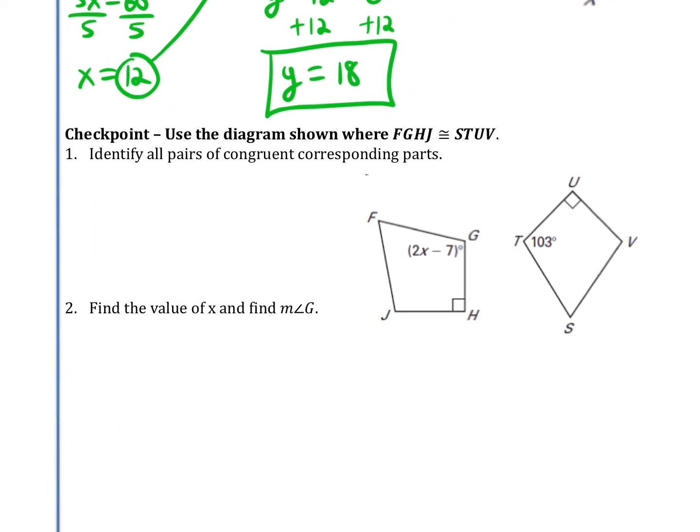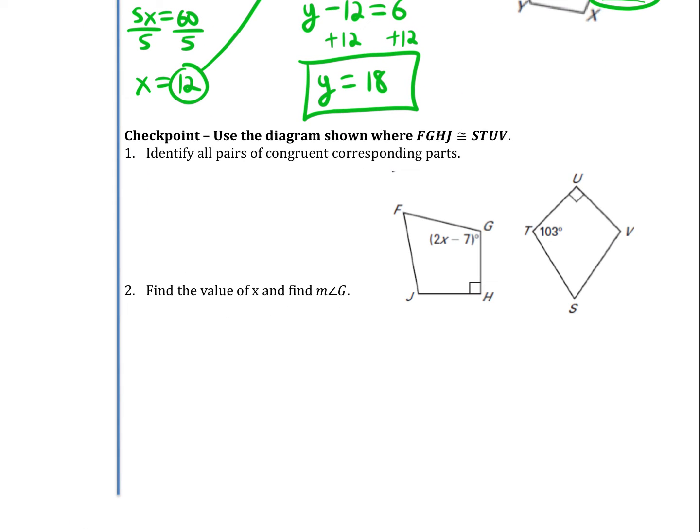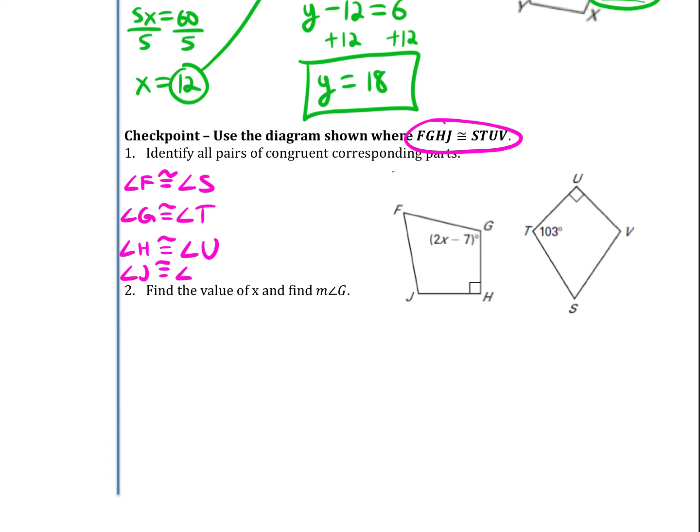All right, so let's go ahead and do checkpoint 1. We're trying to list all congruent sides and all congruent corresponding parts. Okay. So here is the congruent statement. So we can match angle F is congruent to what angle? Angle S. Angle G is congruent to what angle? Angle T. Angle H is congruent to angle U. And angle J is congruent to angle V.